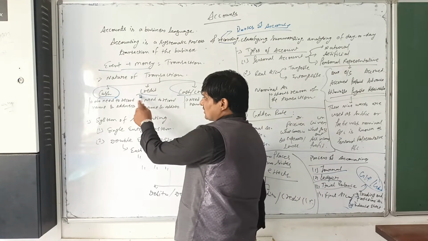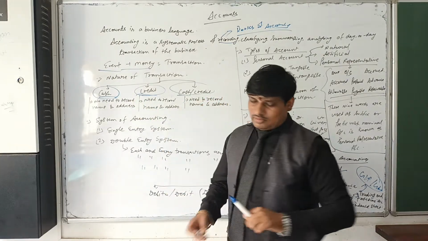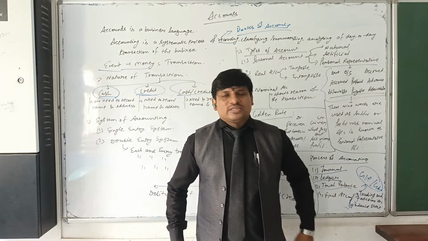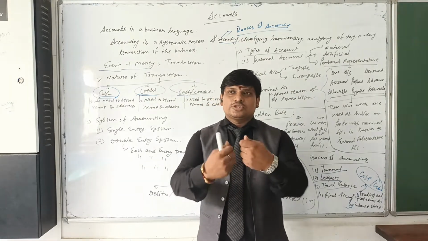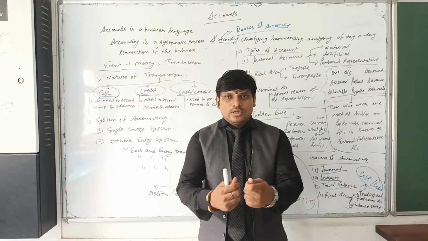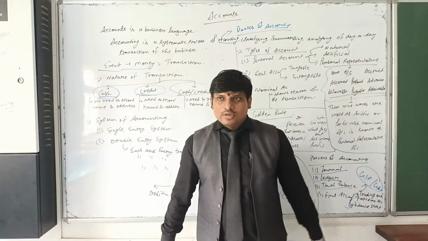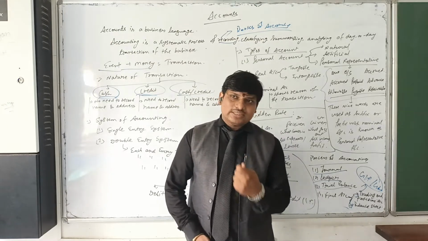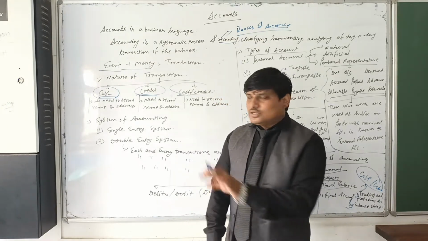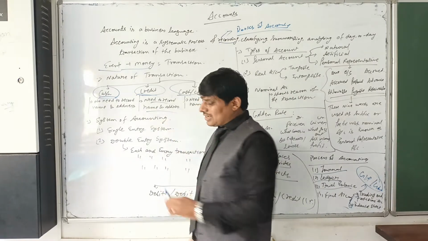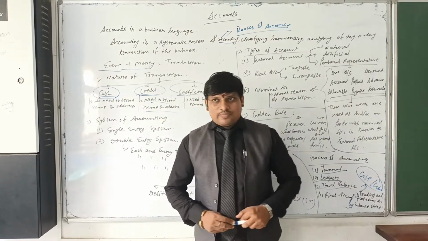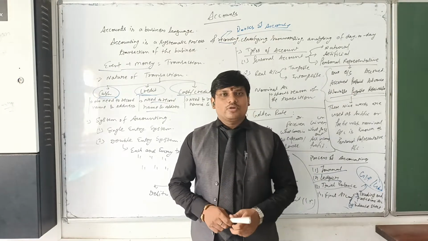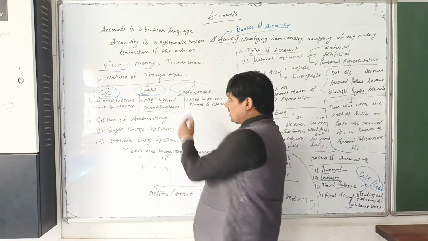Next is credit transactions. Let's say we go into a shop and purchase goods and tell the shopkeeper that I will not give you money right now, I will give you money later on. That is known as a credit transaction. Here we need to record the name and address of the person so that we can contact that person further and collect money from that person.